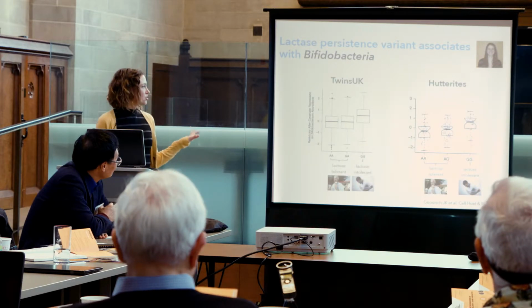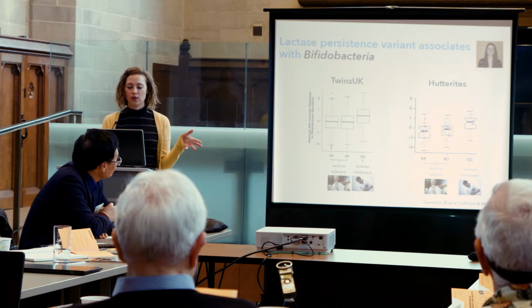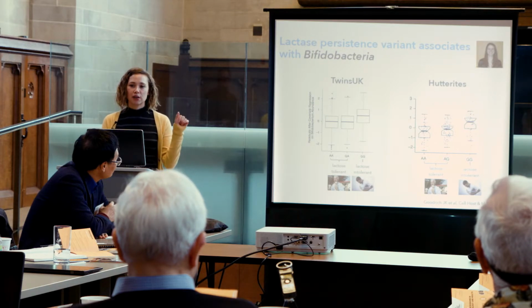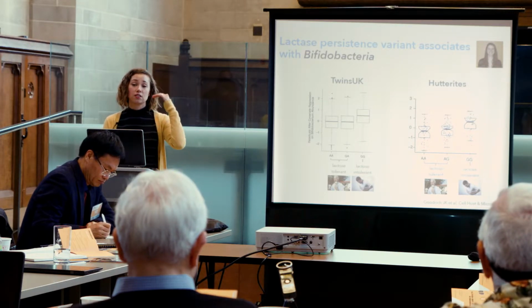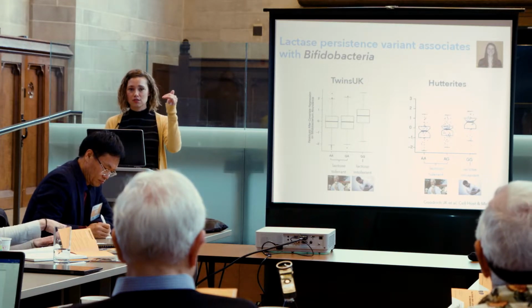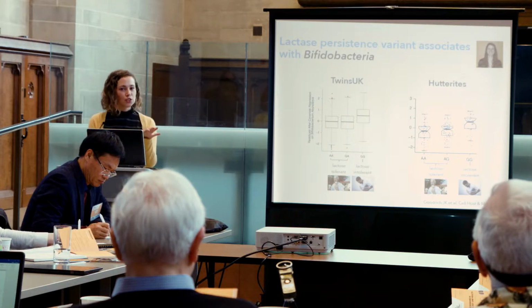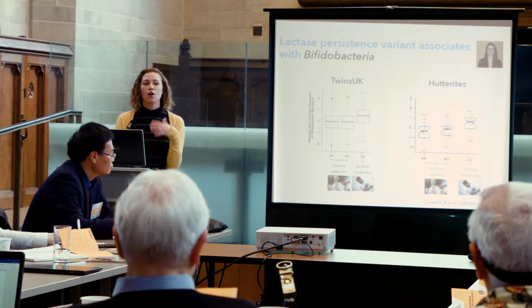So let's break down this association in the Twins UK and the Hutterite cohorts. If we actually look at genotype classes for this association, we see that lactose-tolerant individuals have lower amounts of Bifidobacterium than lactose-intolerant individuals. And this is kind of counter to what I first expected to see in this study. Why would individuals that can't digest lactose themselves have more of this bacteria that can digest lactose? And let me walk you through what we think is going on.